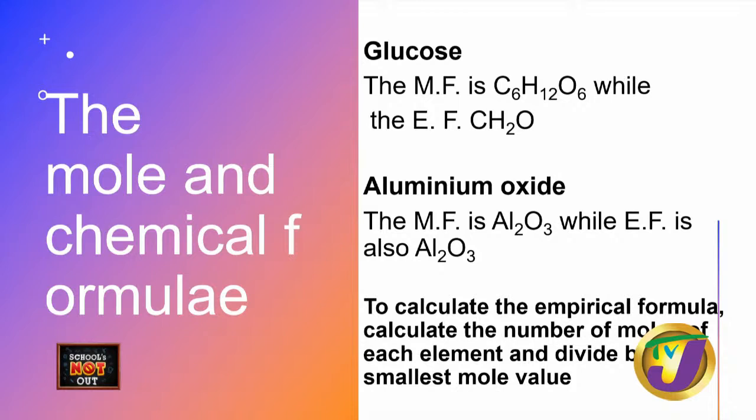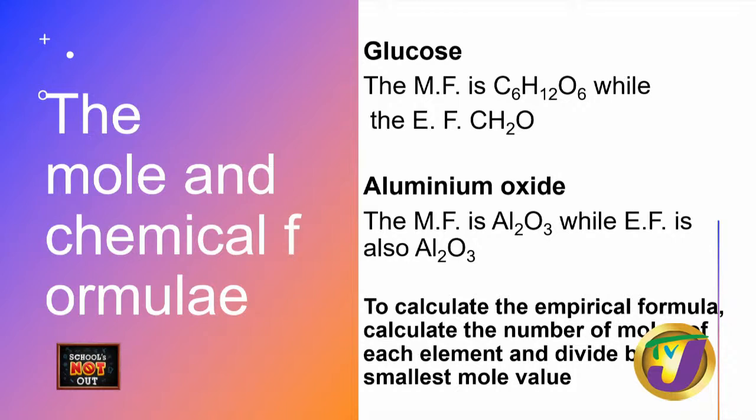How did we get this? If you look at C6H12O6, you realize that all these subscript numbers are divisible by 6. So 6 divided by 6 goes one time, and it cancels down to the C. If you say 12 divided by 6, you get 2, so the 12 cancels down to 2. And 6 again divided by 6 cancels down to 1. So your empirical formula is CH2O.